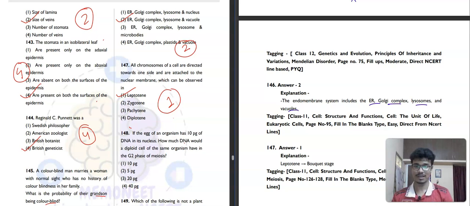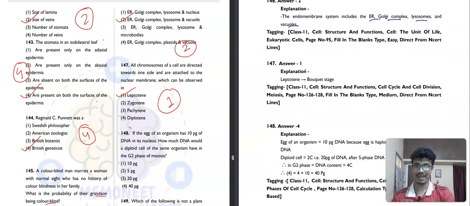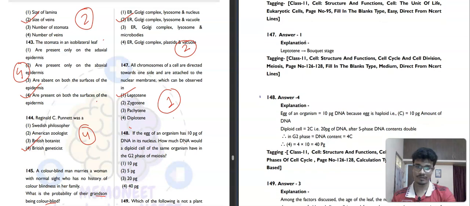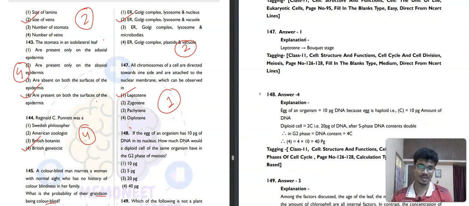Then question number 148. It is saying that if the egg of an organism has 10 picogram of DNA in its nucleus, how much DNA would a diploid cell of the same organism have in G2 phase of meiosis? Okay, so egg of an organism has 10 picogram DNA, egg is haploid, so that means C means haploid amount of DNA. Diploid cell is 2C, and then after S phase the DNA content doubles, so in G2 phase it is 4C, so 4 into 10, that is 40 picogram. Fourth option is our correct answer.